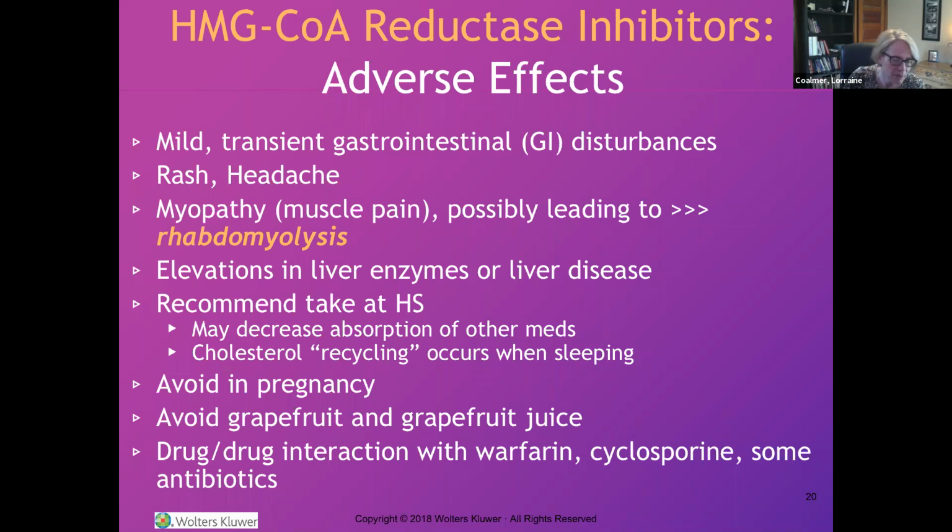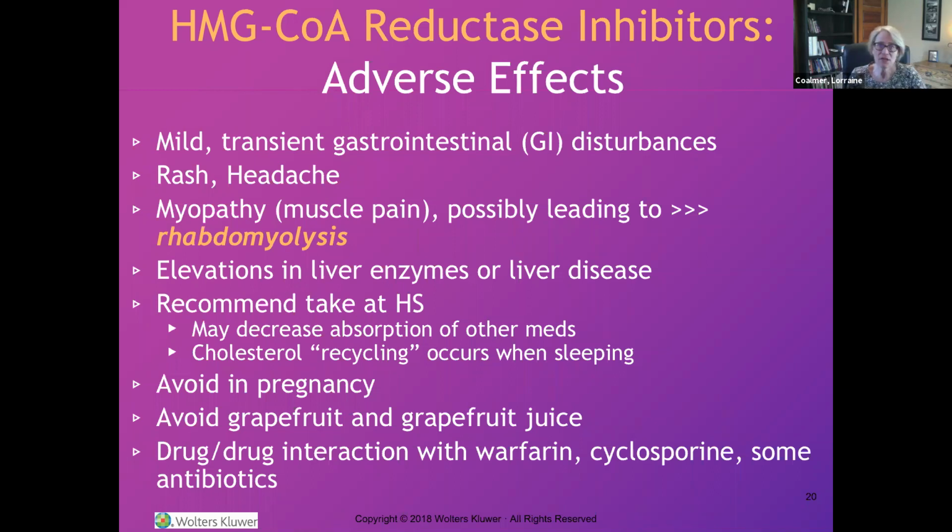You want them to call their provider. One of the things you want to do is tell them to take it at night. So that's where that HS is. I always find it weird when physicians prescribe it during the day. So they can sleep off that muscle pain if there is anything, but tell them to take it at night. Plus, cholesterol recycling occurs when sleeping, so that's the best time to take it to get rid of that cholesterol.